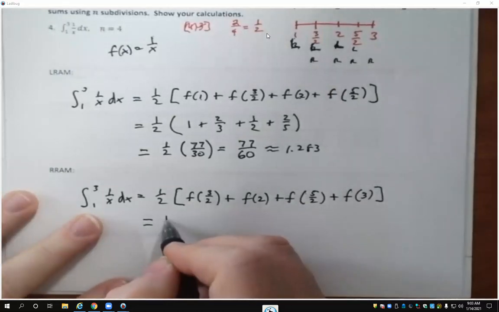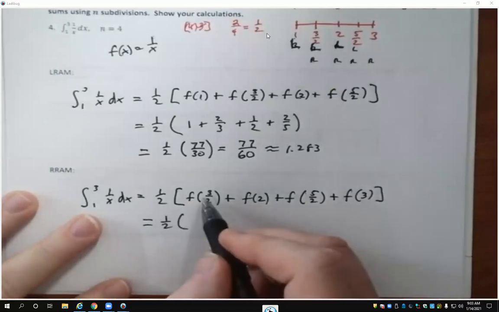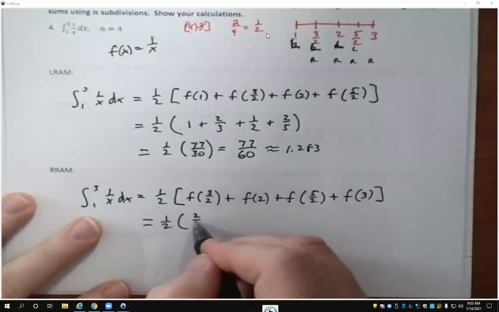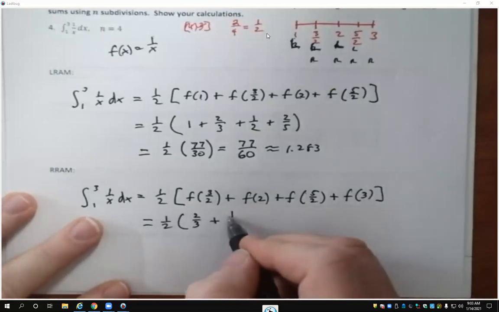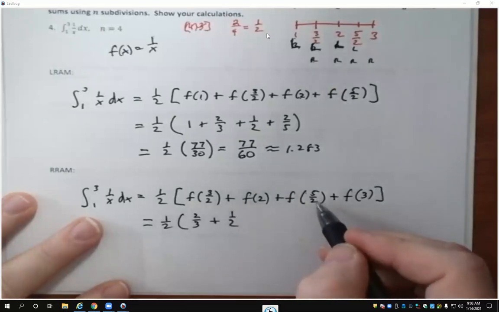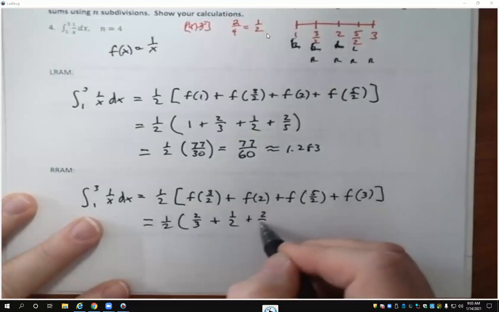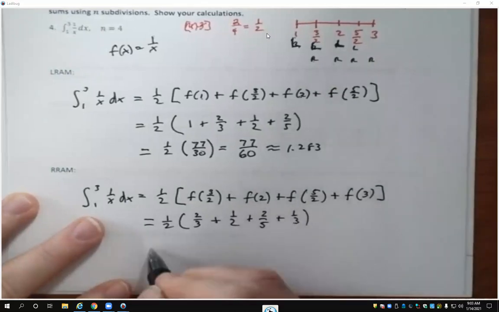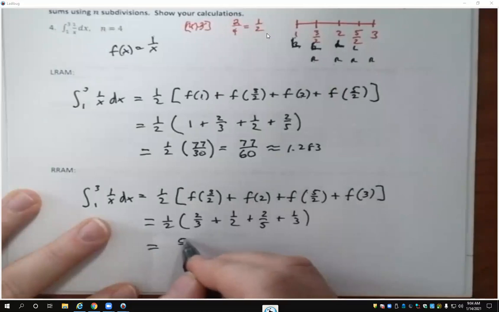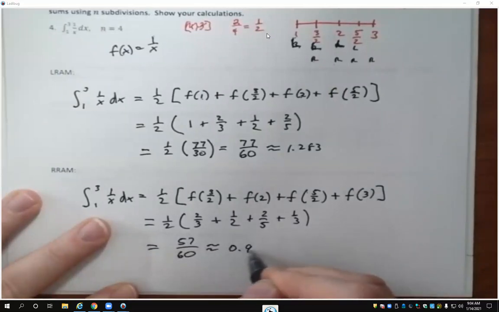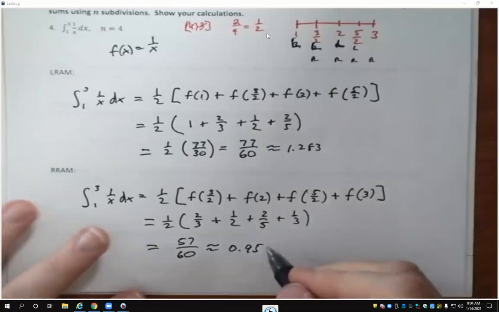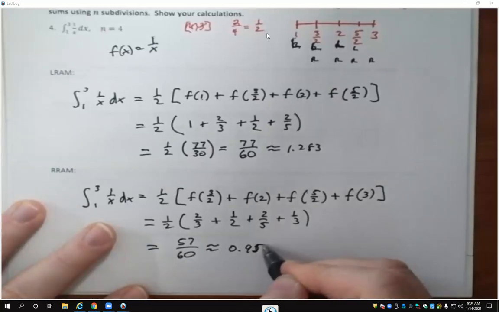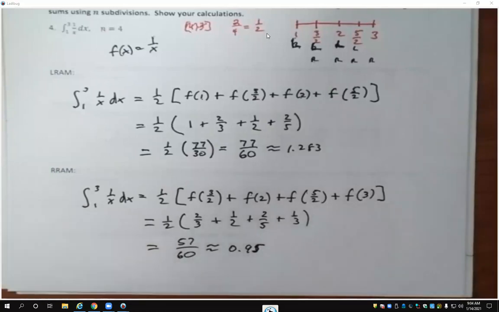All right, so our actual values, we already know f of 3/2 was 2/3. We know f of 2 was 1/2. We now know f of 5/2 was 2/5. And now f of 3 is 1/3. And again, I'm not going to do that algebra for you, but it's that. And it actually was a terminating decimal, 0.95.